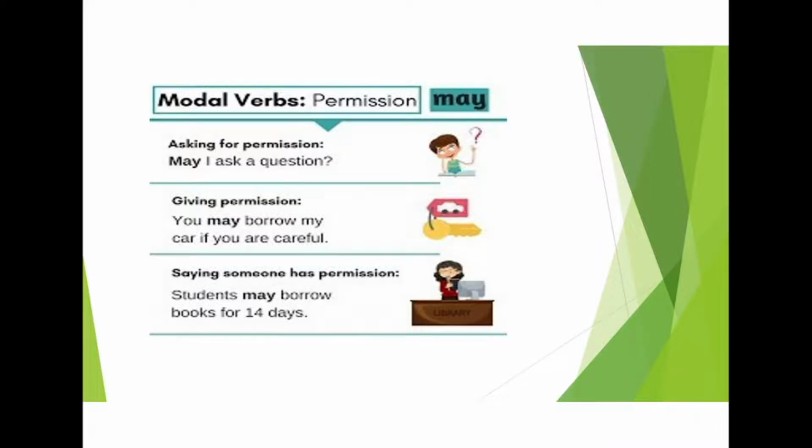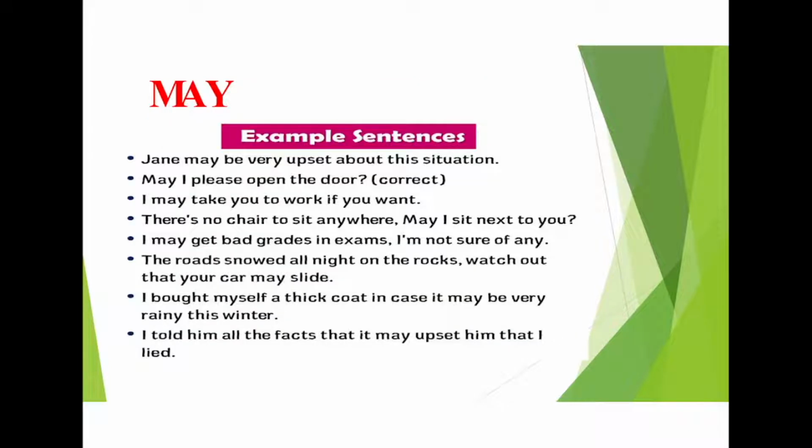Okay. Let us have some more examples. Jane may be very upset about the situation. May I please open the door? I may take you to work if you want. There is no chair to sit anywhere. May I sit next to you? I may get bad grades in exams. I'm not sure. Now see, here it is not about permission, it is about probability. It means when there are chances of something happening, then also we use the modal verb may.